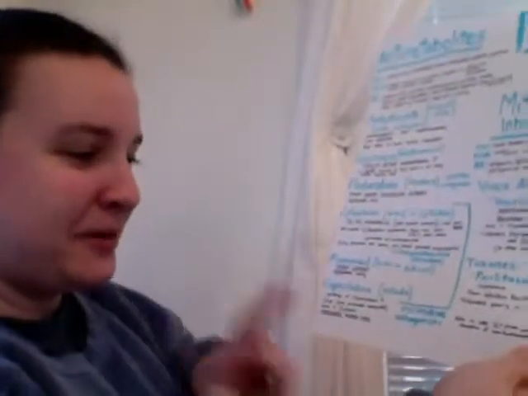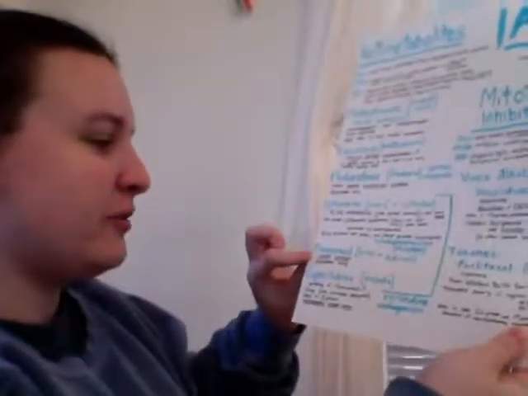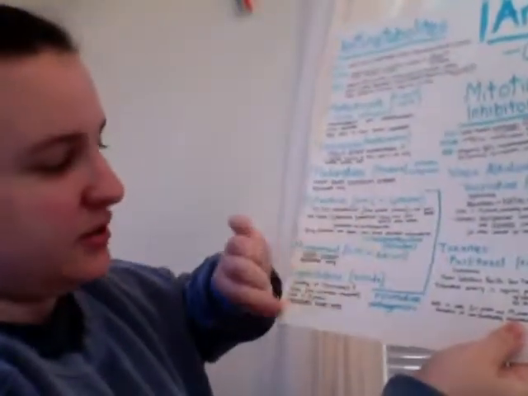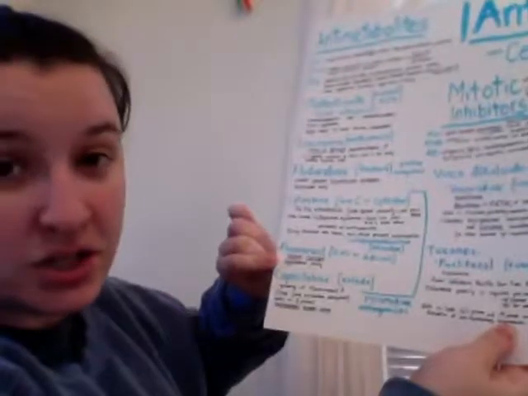The next drug that's a pyrimidine antagonist is fluorouracil, which is 5-FU or Adrucil. This is for colon cancer, and it's an injectable only.